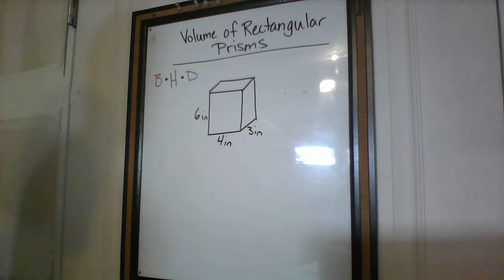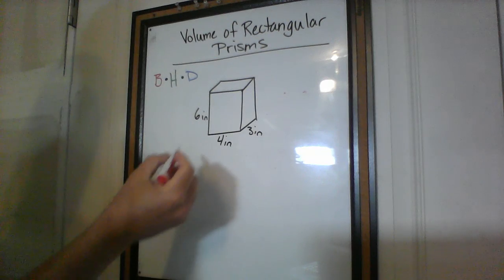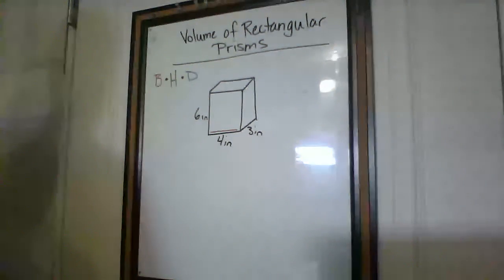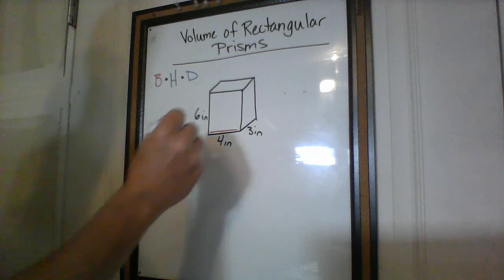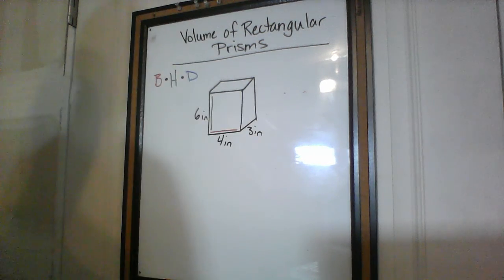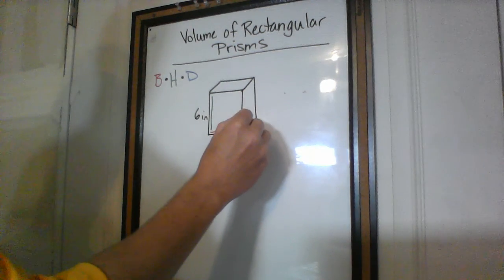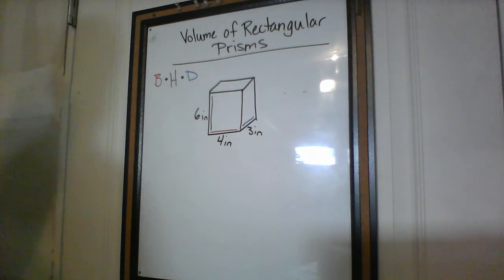Again, we should know our base and our height. So as we look at this, our base is right there. That's the bottom of our shape. Okay, the height is what is going straight up and down. That's our vertical. And then our depth is how far back that shape goes. So there's our depth. Those are the three numbers that we are going to multiply.